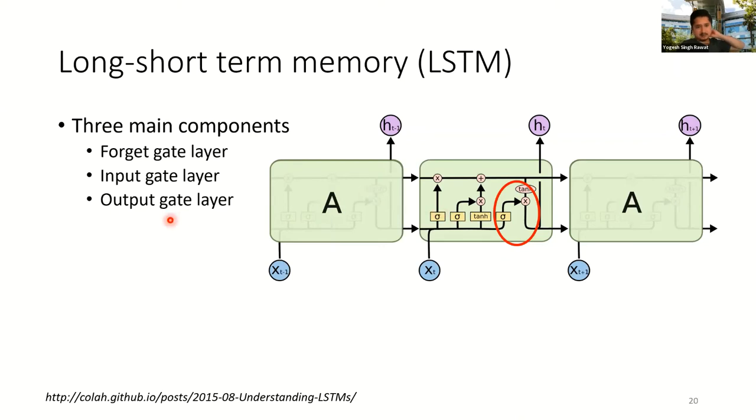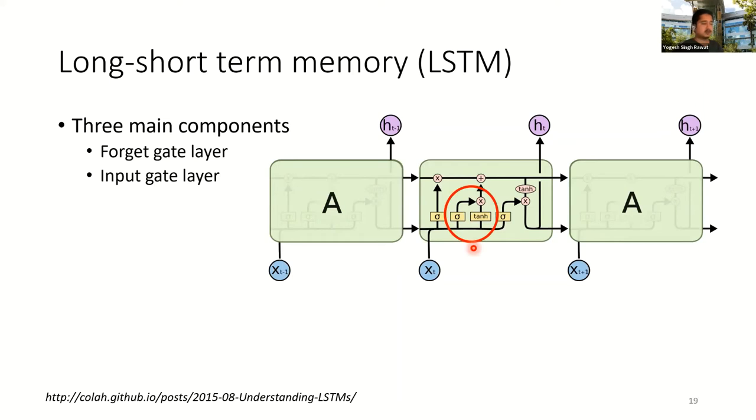It tries to forget information. Then we have the input gate. So this is the forget gate, and I will go through this in detail. Then we have an input gate. So the input gate says what information from the current time step I should consider.